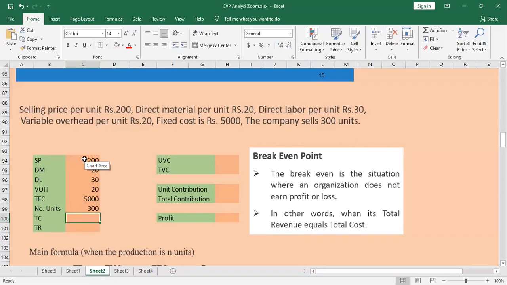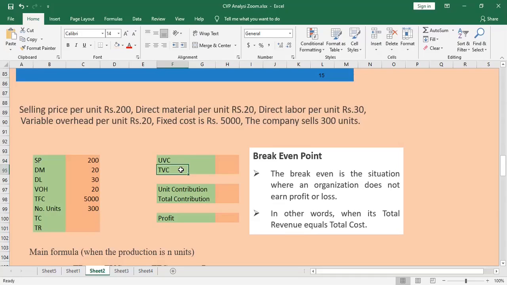Right. So then how you calculate the total cost and how you calculate the total revenue. Before going to calculate the total cost and total revenue, first we need to calculate the unit variable cost and total variable cost.